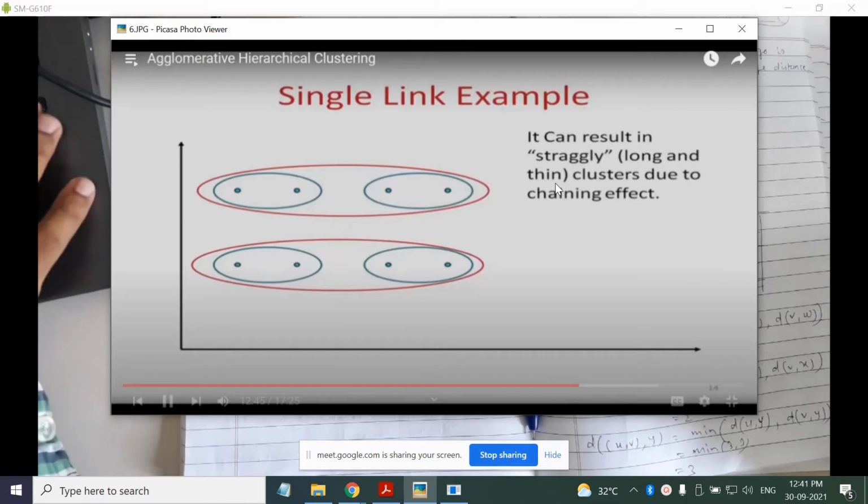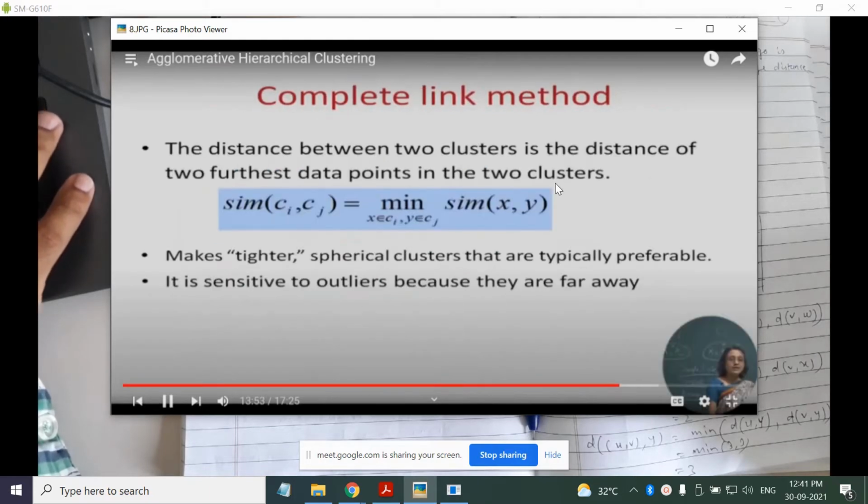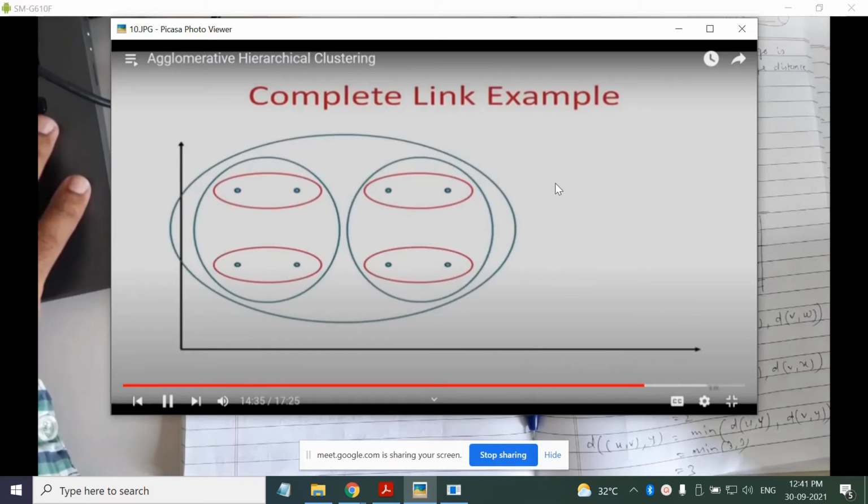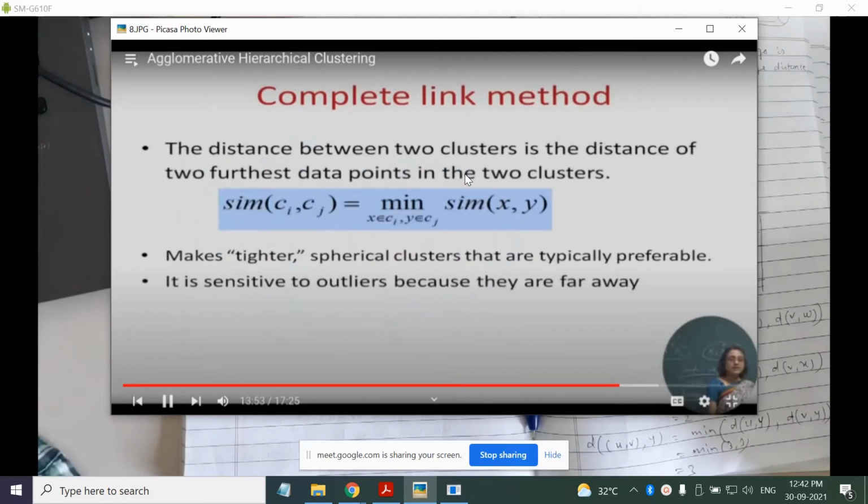That can be avoided by using the complete linkage. Same data points, but see how the clustering will happen in complete linkage. Here you are going to update the distance matrix with the farthest distance, so you get better results. In complete linkage, it makes tighter spherical clusters that are typically preferable.